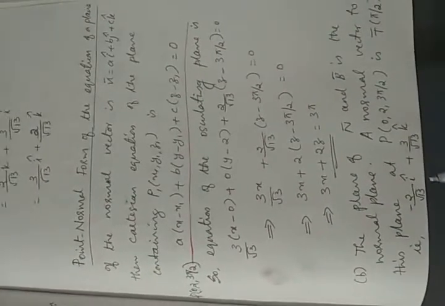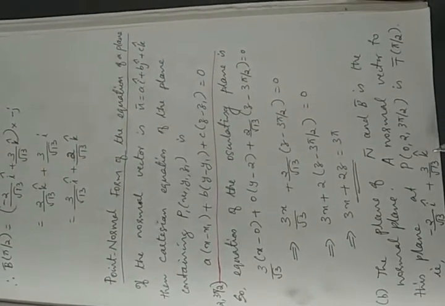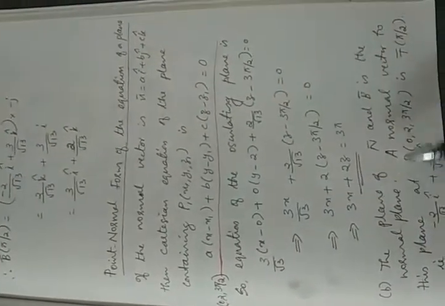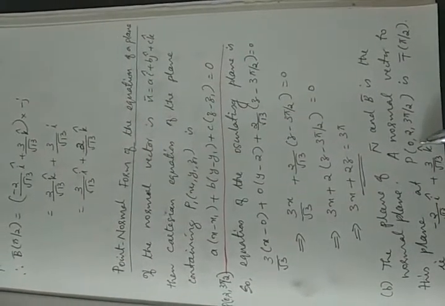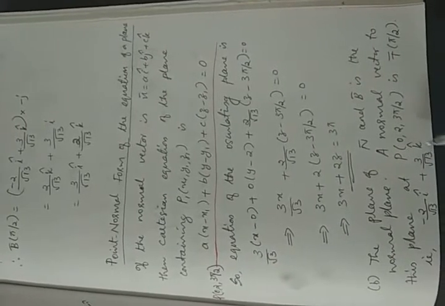Here we have the x component, that is a. Comparing, we have a equal to −2/√13. Here b is equal to 0 because there is no term involving vector j, and c is equal to 3/√13. Now we substitute in this equation: x1, y1, z1 is the point (0, 2, 3π/2), and A is equal to −2/√13, B equal to 0, C equal to 3/√13.